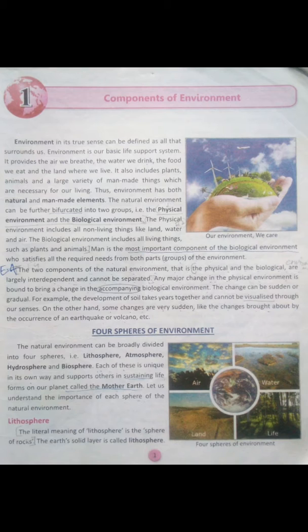First, the lithosphere. What is the lithosphere? The literal meaning of lithosphere is sphere of rocks, the solid crust of rocks forming the surface of the earth. The word litho means rock or stone, and sphere means the domain. So the earth's solid layer is called the lithosphere.